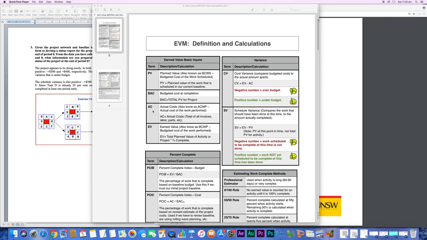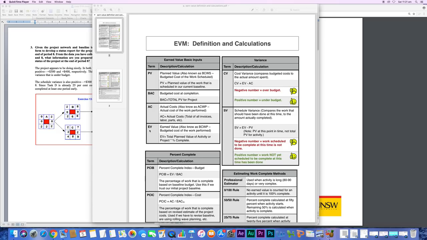So actual cost, AC, is the actual cost. That's actual money that we are paying for the work performed. This is what we plan at every certain point of time in our project by time units, and this is what we are actually paying. And then we have earned value. That's the percentage of task completed times its original budget.